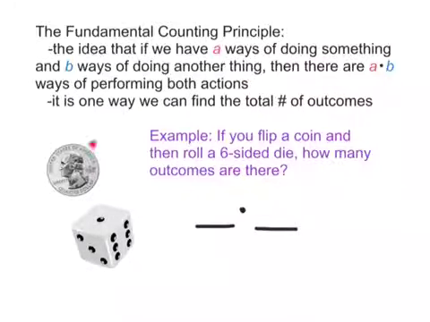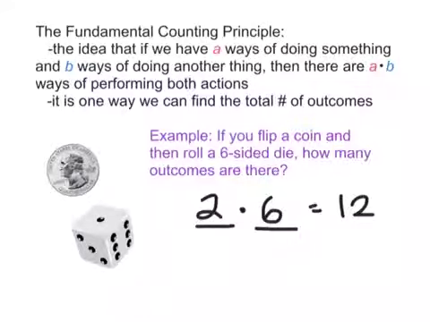So, how many outcomes are there for flipping a coin? Well, there's 2, heads or tails. How many outcomes are there for rolling a die? Well, 6. There's 1, 2, 3, 4, 5, and 6. So, all we need to do is multiply 2 times 6 and we get 12. There are 12 ways or outcomes for this situation.